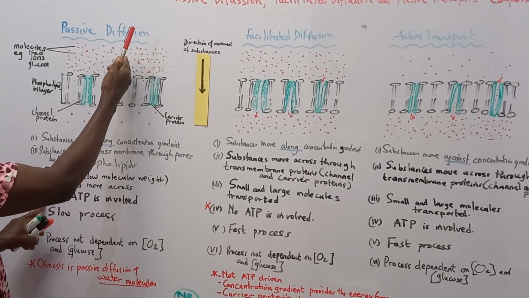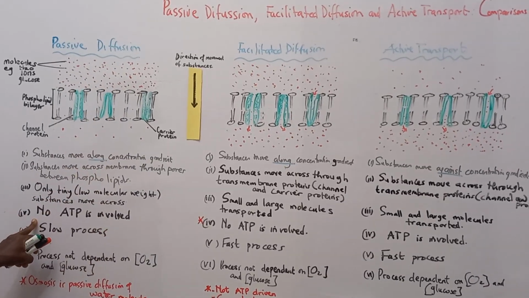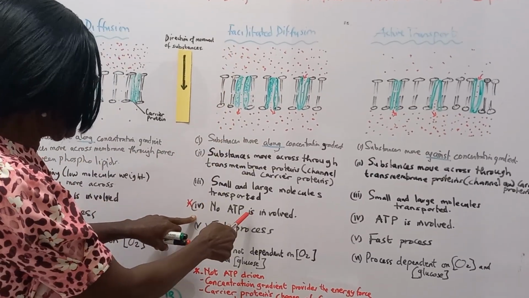Now, in passive diffusion, no ATP is involved. In fact, energy is provided by the concentration gradient. In facilitated diffusion, no ATP is employed.